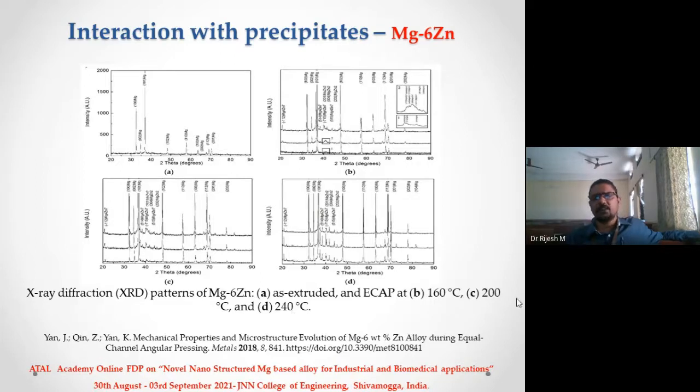Similarly, in the case of 200 and 160, these precipitates just form. When you work on this, these precipitates will never make your work easier. They will make your material harder and harder. They will not allow you to process it nicely.